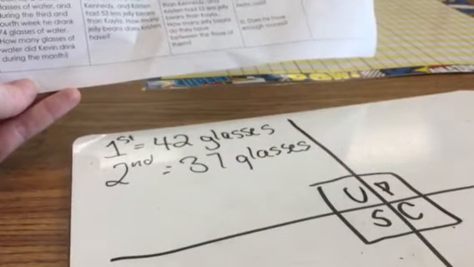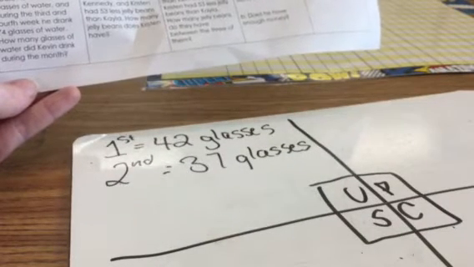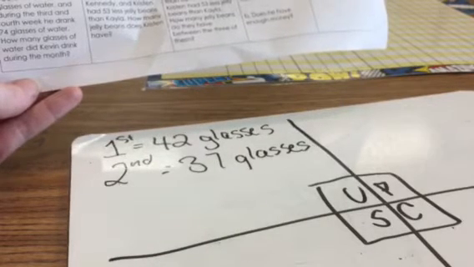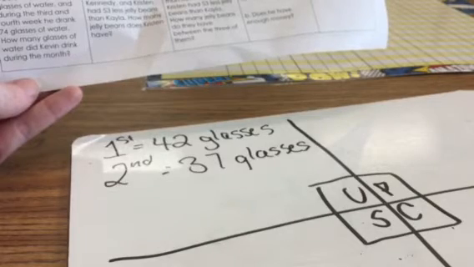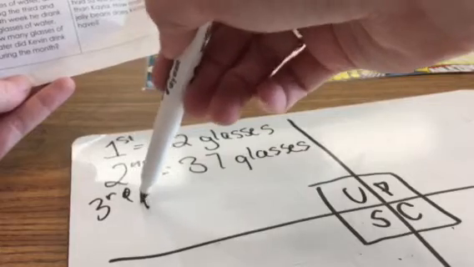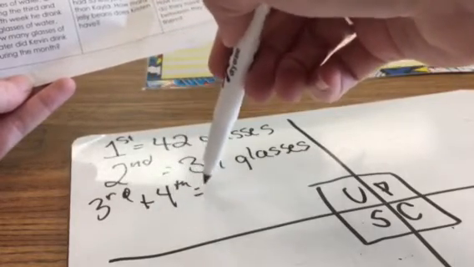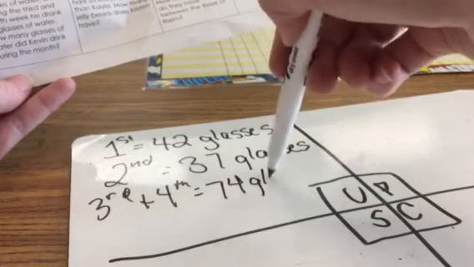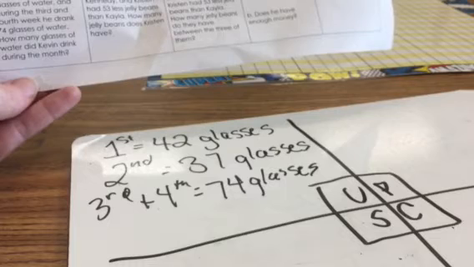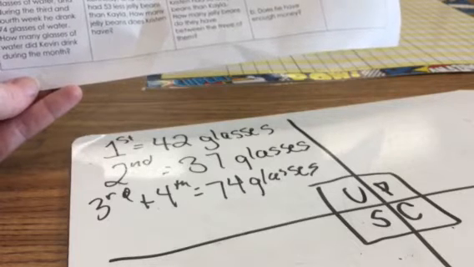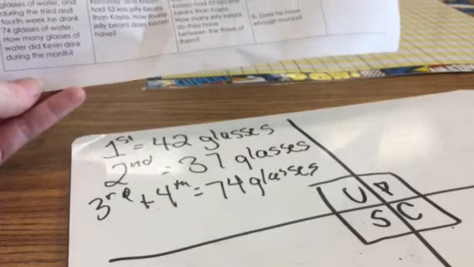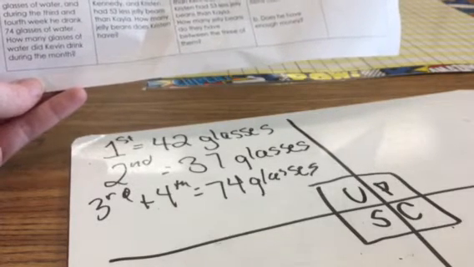So we go to the next part of the sentence. And during the third and fourth week, he drank 74 glasses of water. So that doesn't mean during the third he drank 74 and during the fourth he drank 74. It means combined. So third and fourth were 74 glasses. If it was each week, they would have said during the third and fourth week he drank 74 glasses of water each week.